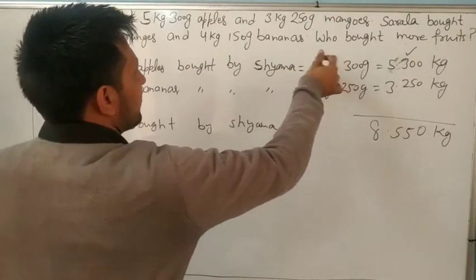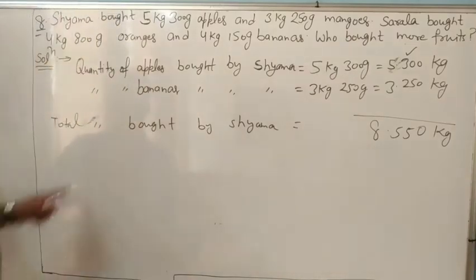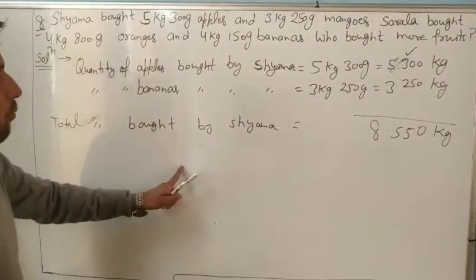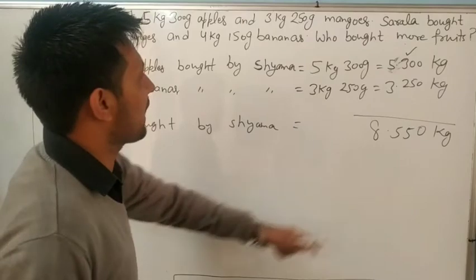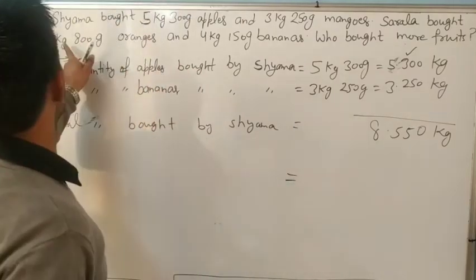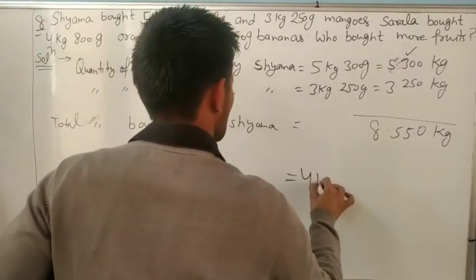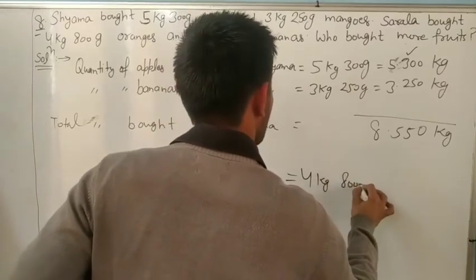Now same as it is, can you find how much quantity bought by Sarla? Sarla, you will write same as it is. Quantity of oranges bought by Sarla. It is how much? 4 kg 800 gram. So how much?